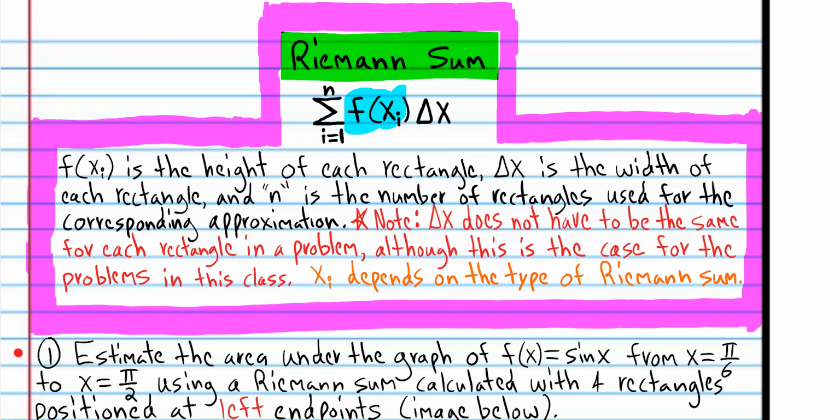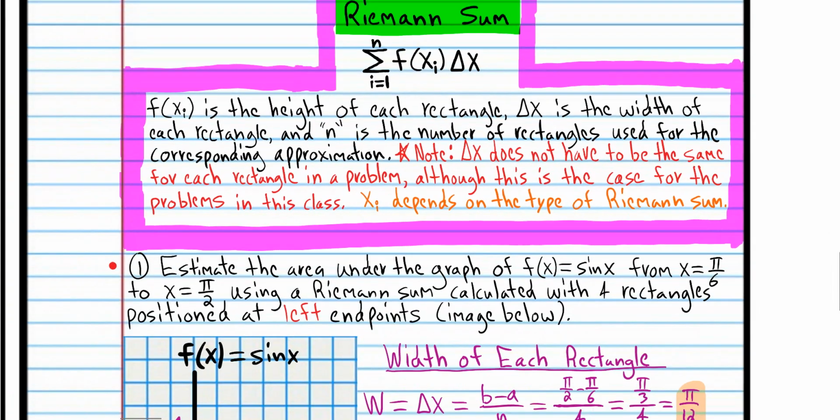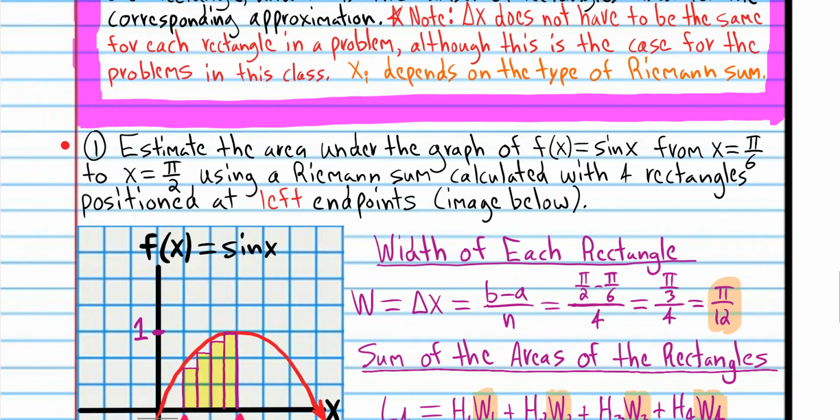But again, the most important thing to understand is that blue expression is the height of each rectangle, and the orange expression is the width of each rectangle, and we're multiplying the width and the height to get the area of each rectangle. Remember, length times width or height times width is the area of each rectangle, and we need sigma notation to show that we're adding the areas up. And we'll use sigma notation more later on in this class. So let's do some practice problems.